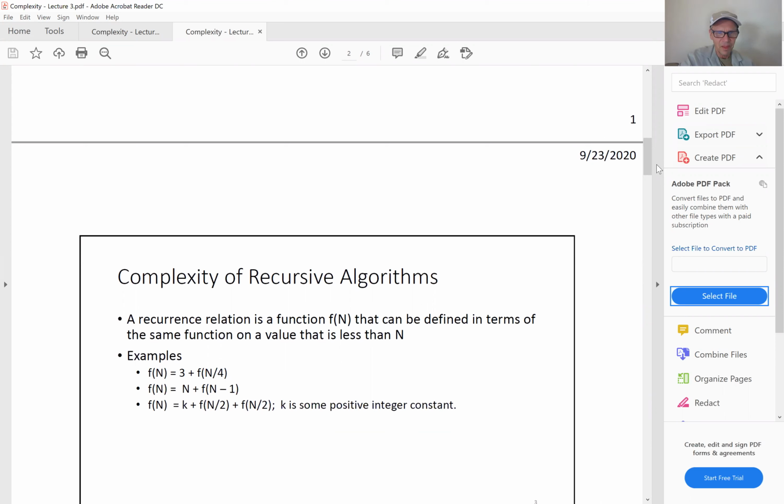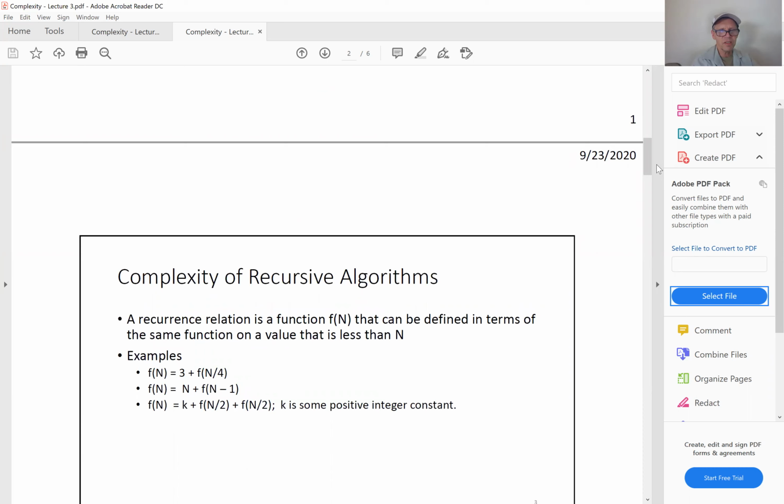So first of all, what is a recurrence relation? It's some kind of function that can be defined in terms of the same function and a value less than n. I gave three examples of recursive relations. The first one, f of n is equal to 3 plus f of n over 4. You see f on both sides, but on the right side the argument passed to the function is less than the argument on the left side. n over 4 is less than n.